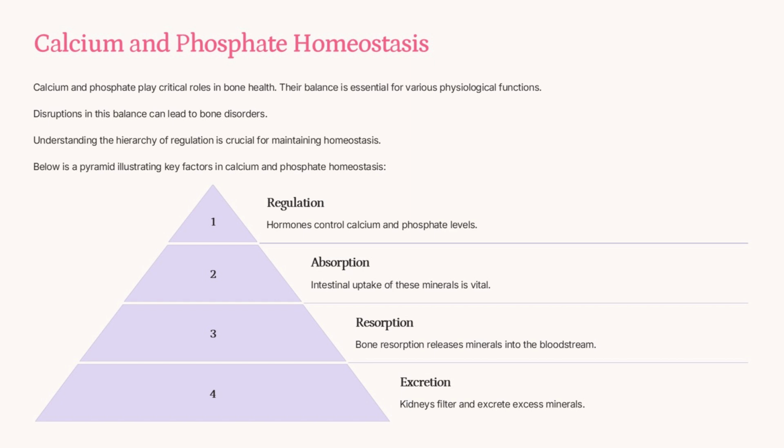Next is absorption. The intestines play a vital role in taking up calcium and phosphate from our diet. Then there's resorption. Bone resorption releases these minerals back into the bloodstream. Finally, the kidneys filter and excrete any excess calcium and phosphate to maintain balance.